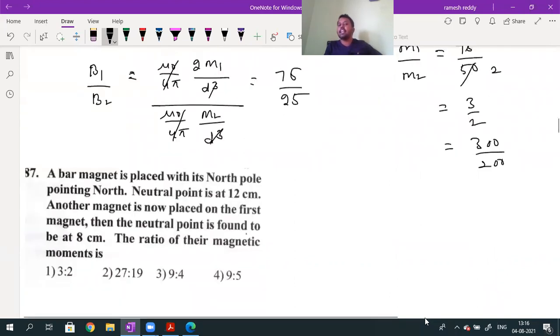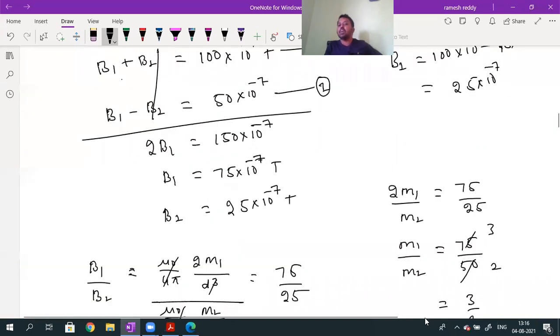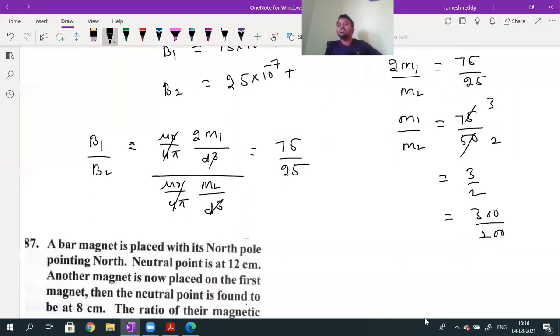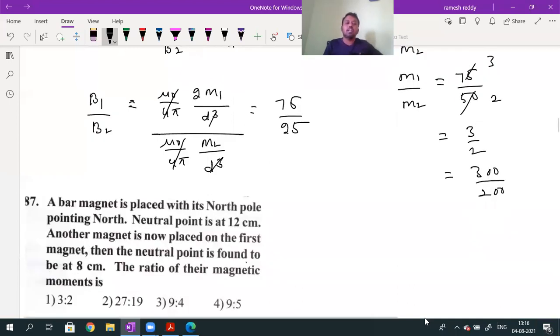Now what is left here? 2m1 by m2. 2m1 by m2 will be equal to 75 divided by 25. So m1 by m2 will be equal to 75 divided by 50, since the 2 comes to this side. 25 threes are 75, 25 twos are 50. The ratio I got is 3 by 2. So the option given is 300 is to 200. Answer understood? So the ratio of magnetic moments is 300 is to 200.